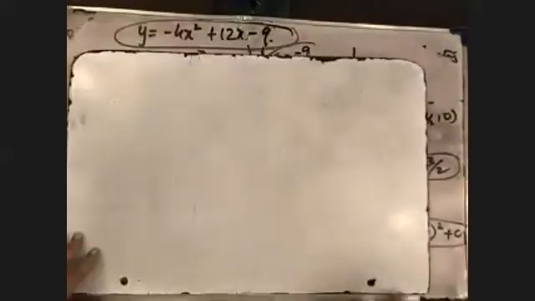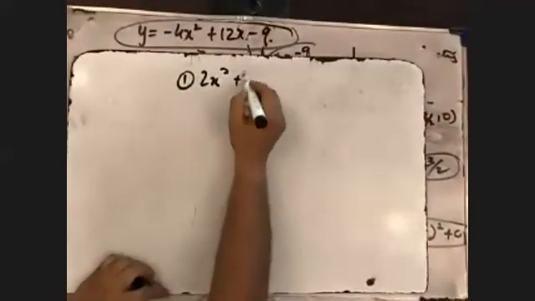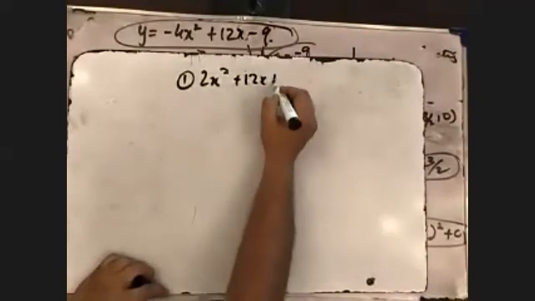Okay, 3 questions for homework. Number 1: 2x squared plus 12x plus 8.